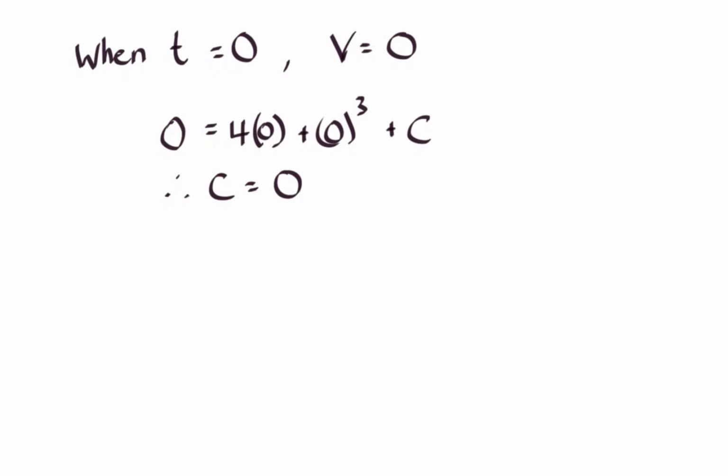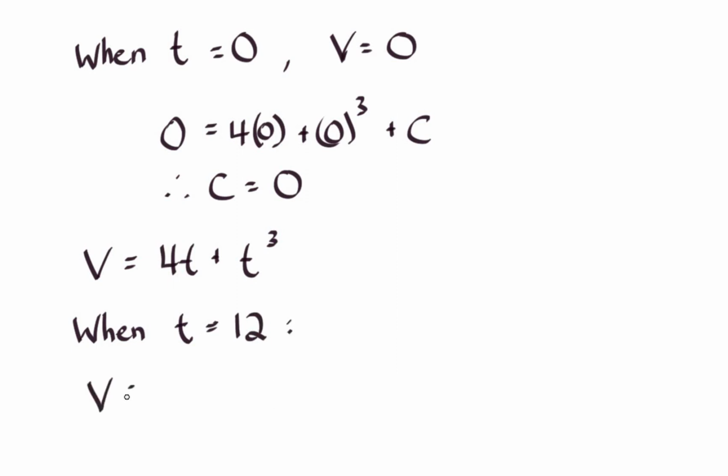Now that we know C is 0, let's just rewrite our formula for volume. So V is equal to 4t plus t cubed. Now we can go on to the last bit of this question, which is to figure out how much air is in the container when t equals 12. So we have 4 lots of t, or 4 lots of 12, plus t cubed, or in this case 12 cubed.